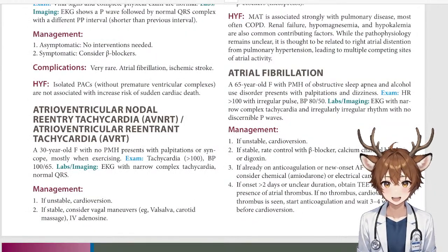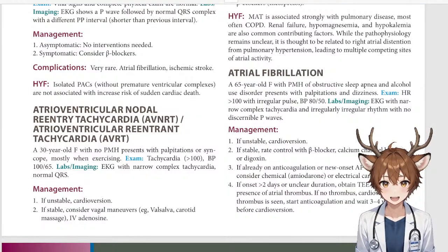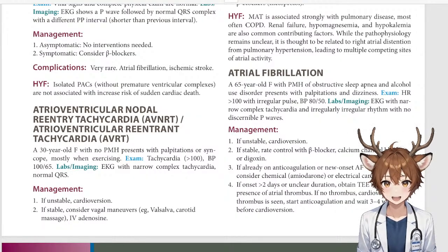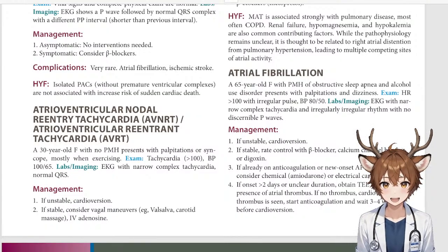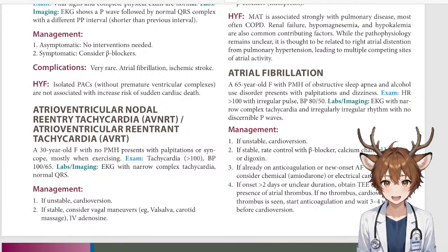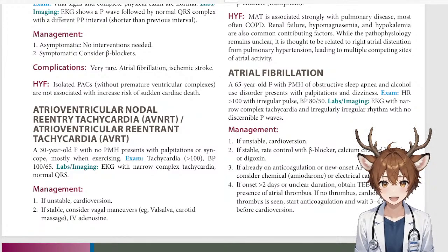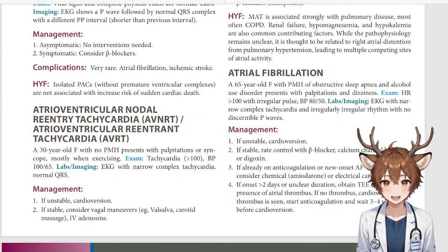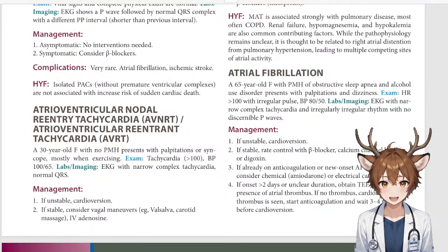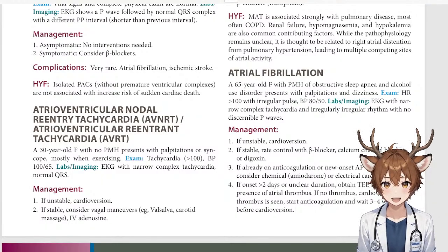What about atrioventricular nodal reentry tachycardia, or AVNRT, atrioventricular reentrant tachycardia, AVRT? A 30-year-old female with no past medical history presents with palpitations or syncope, mostly when exercising. Exam, tachycardia greater than 100, blood pressure 100/65, labs, imaging, EKG with narrow complex tachycardia, normal QRS.